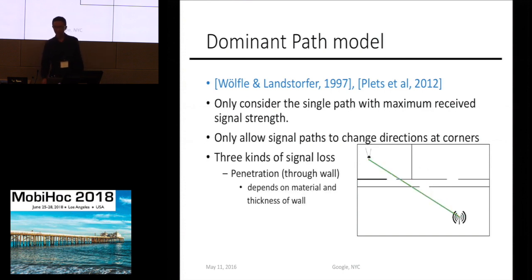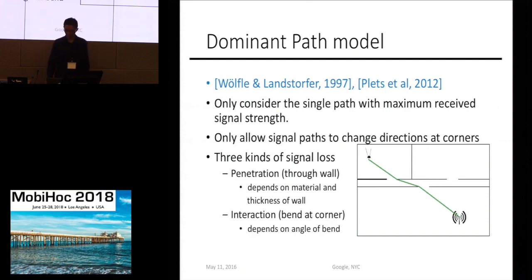In the dominant path model, we are going to consider three kinds of signal loss. The first one is the penetration loss, which is caused when the signal goes through walls. The second one is the diffraction loss, which is caused when the signal changes direction around a corner. And the third type is the propagation loss, which is the free space attenuation loss, and it's a function of the distance.